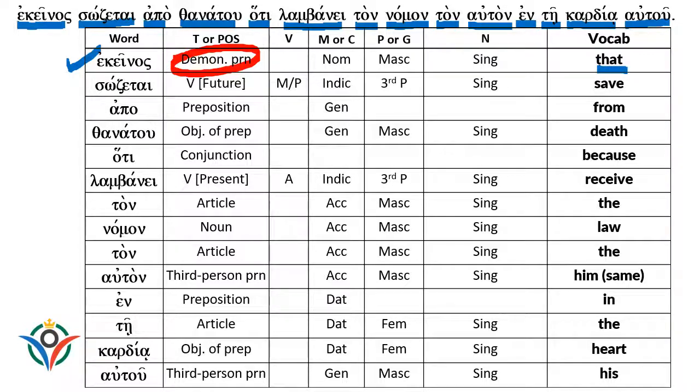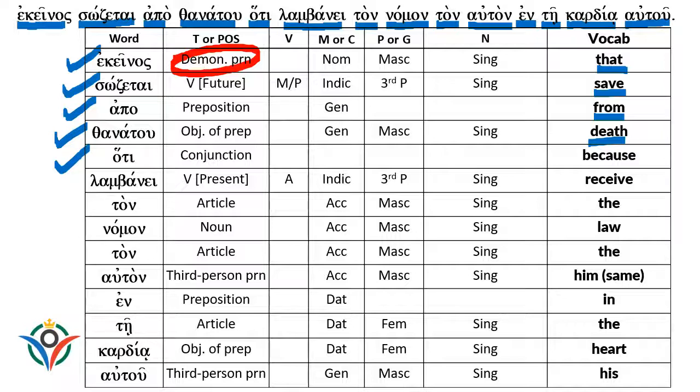It's in the nominative case, masculine, singular, and we are going to translate it as that. Then we have our first verb, sozetai. It's a future, middle passive indicative, third person singular. The vocab is save. Then we have huper, our preposition again, takes its object in the genitive case, and we translate it therefore as from. Then we have thanatou, which is the object of our preposition. It's therefore in the genitive case, masculine singular, and it means death.